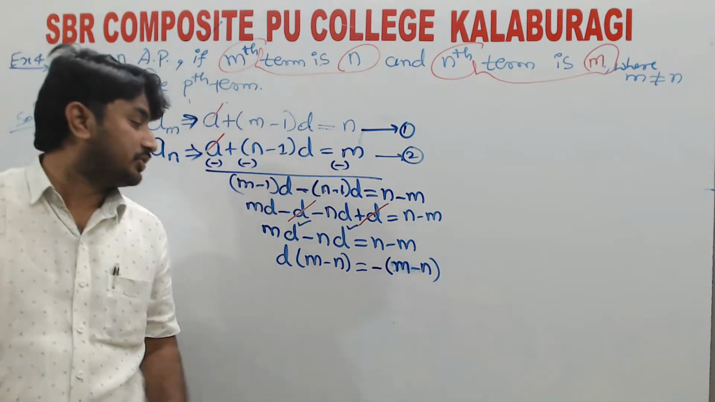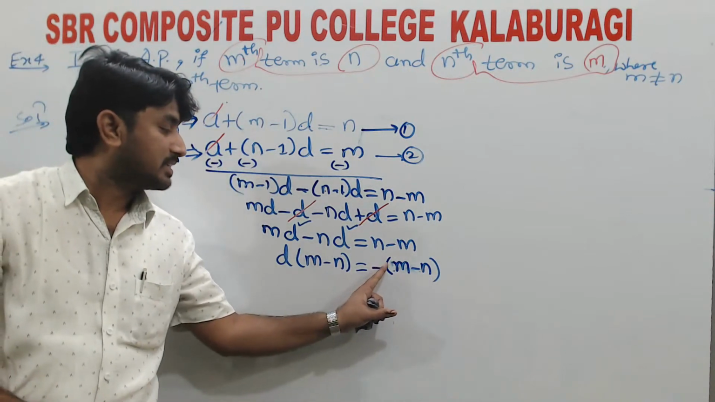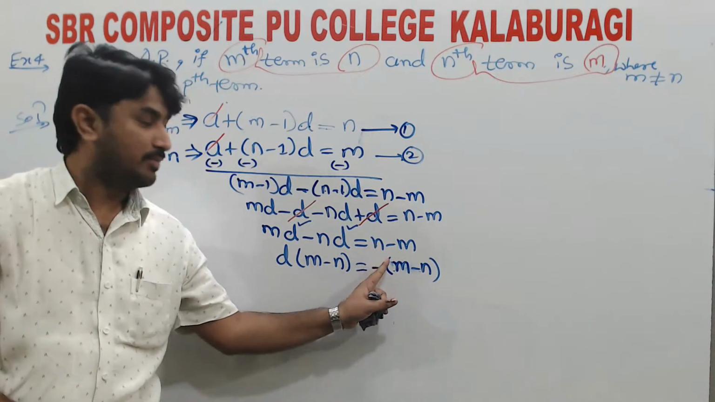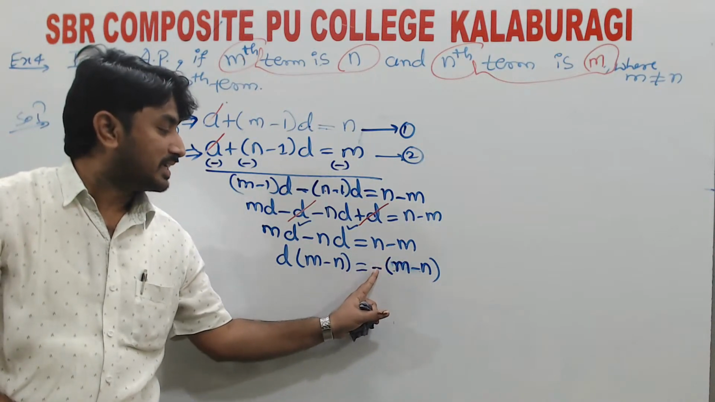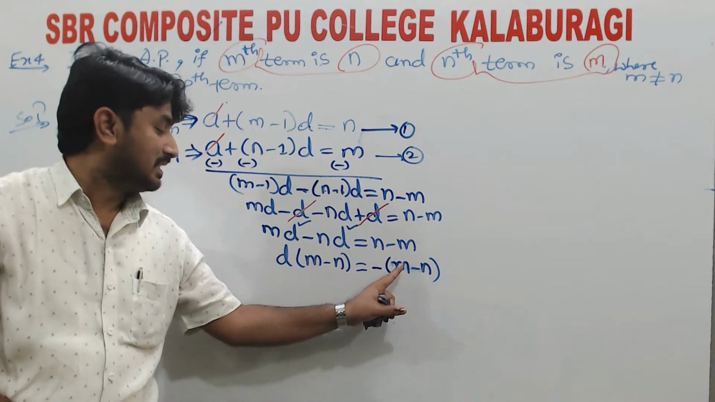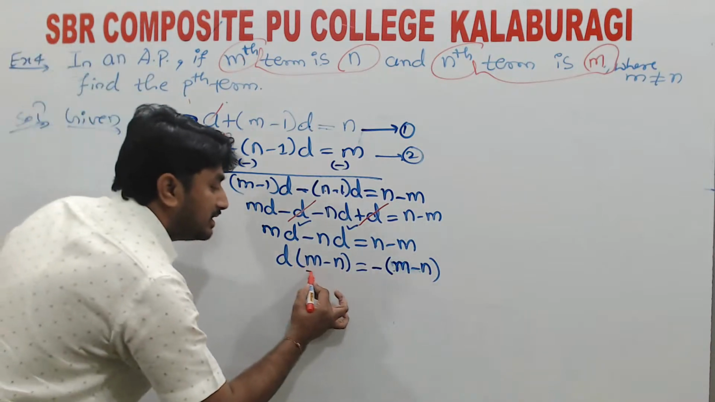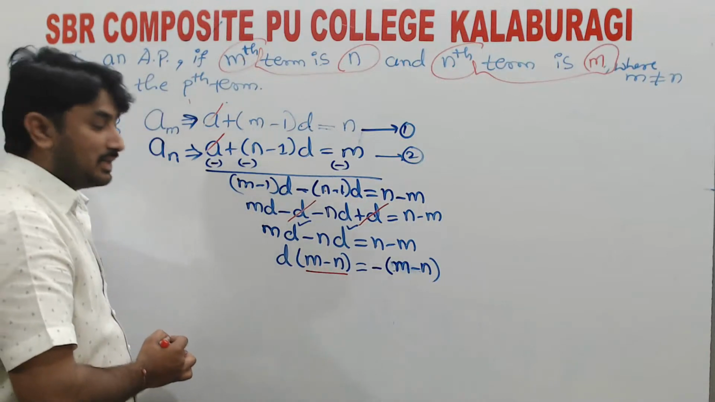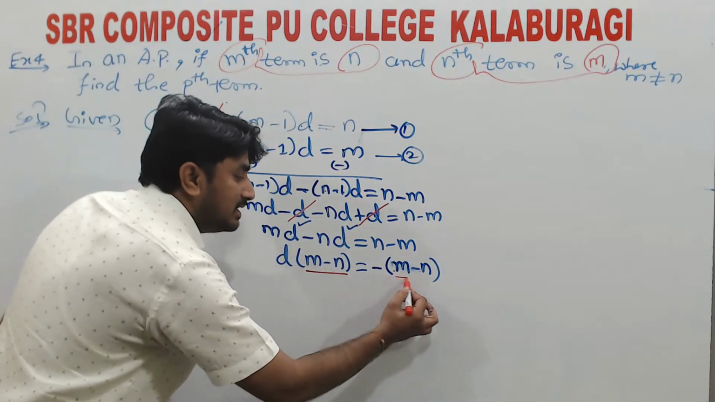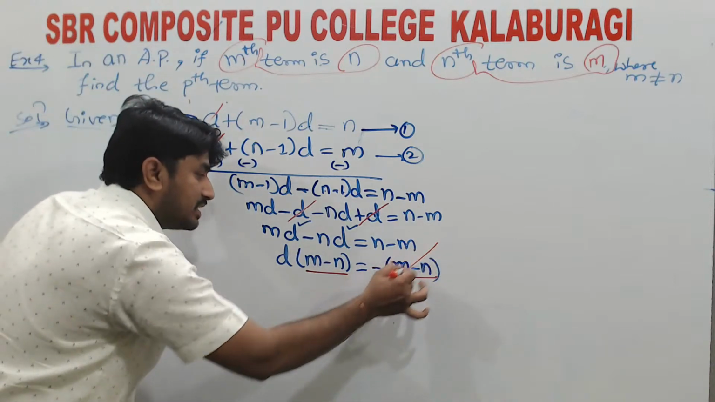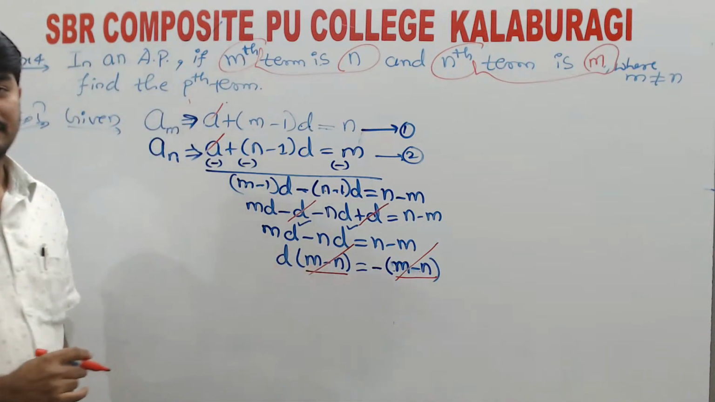If you multiply negative inside the term, minus into m becomes minus m, and minus into minus becomes plus n. I am taking negative outside, so it forms m minus n, same as the LHS side. Now the LHS term m minus n and the RHS term m minus n are the same, so both terms cancel each other.